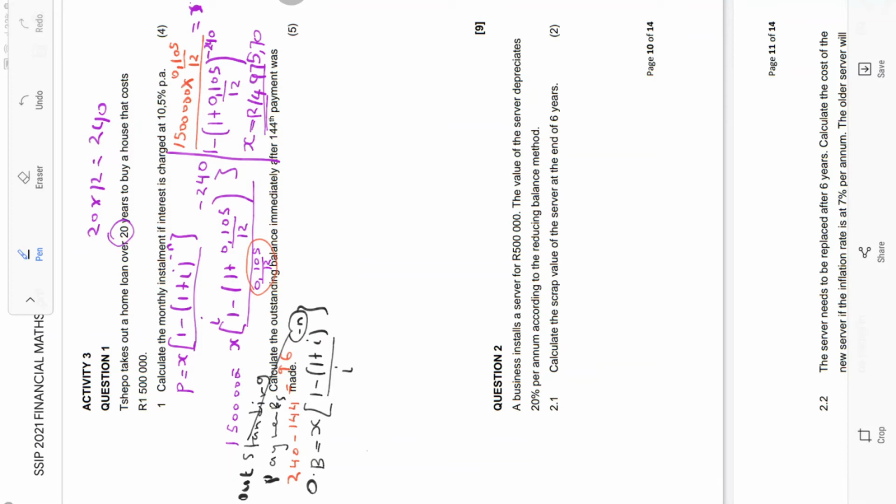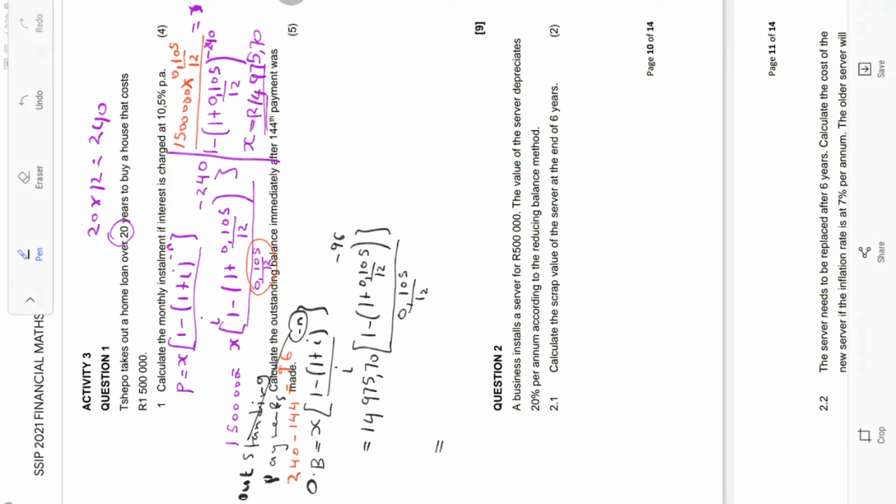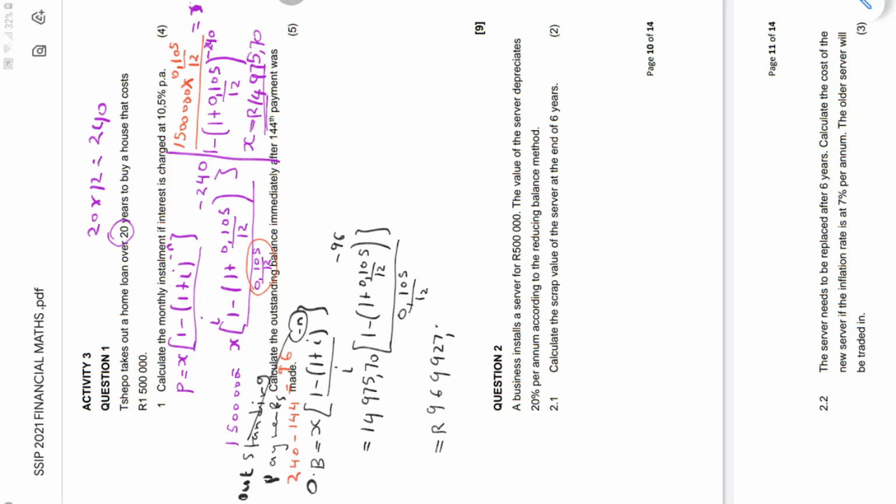So we have our value of x from the top, which is 14,975.76, times [1 minus (1 plus the interest rate, which is still the same, 0.105 divided by 12) to the power of negative 96] divided by 0.105 over 12, and you punch that in your calculator. It gives you 969,927.74.